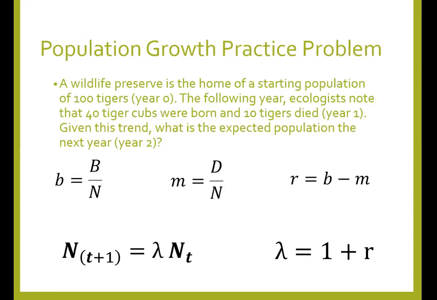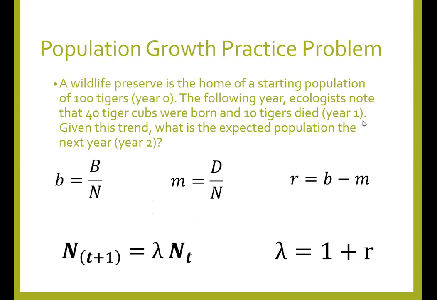Okay, so let's start. A wildlife preserve is the home of a starting population of 100 tigers. And so the starting population, we would call this the population N, capital N, in year 0, right? So the very beginning. The following year, ecologists note that 40 cubs were born and 10 tigers died.